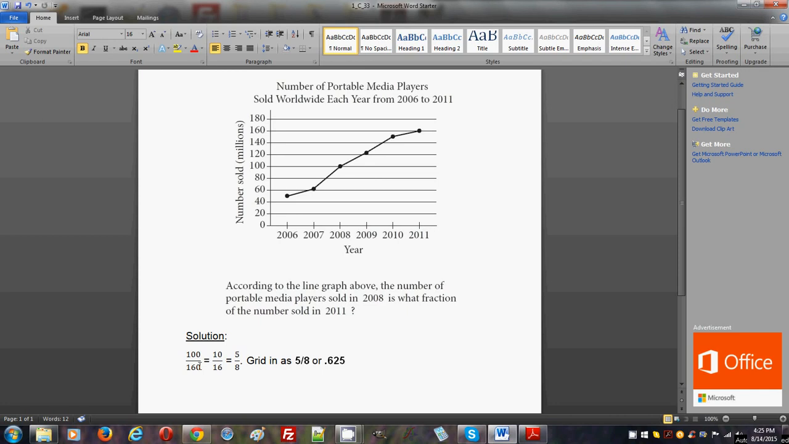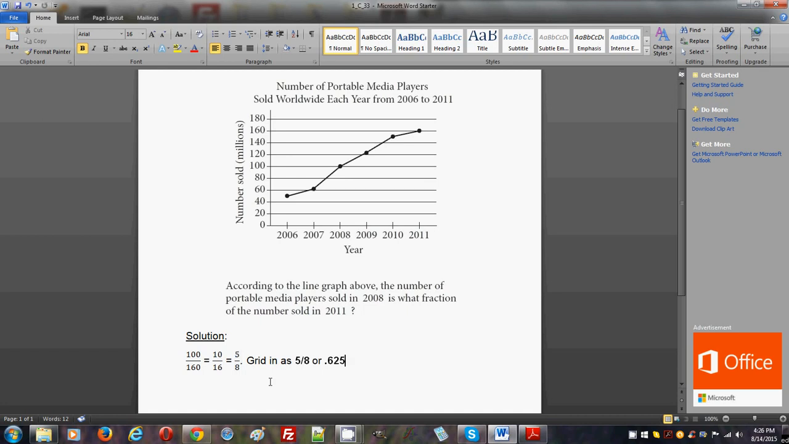So we must divide 100 by 160 to find the fraction of the number of portable media players sold in 2008 of the number that was sold in 2011. Once again, 100 must be divided by 160, and if we simplify and get rid of 2 extra zeros here, we have 10 over 16, which simplifies further to 5 over 8. Right? So 5/8 represents the fraction that we were looking for. In other words, 2008 represents 5/8 of the number of media players sold in 2011. Right? So 5 over 8.